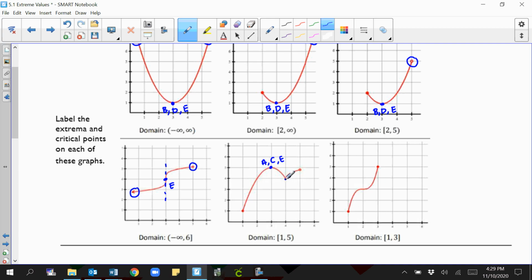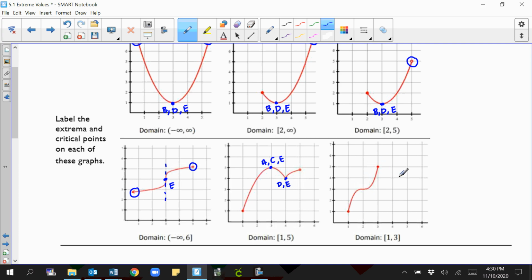And then this point right here, it's not our absolute minimum because we do have this part of the graph that keeps going down, but it is a relative minimum. So since it's a relative or a local minimum, I'm going to put D. And it's a sharp turn, so our slope there is undefined, which means it's a critical point, so it is E.